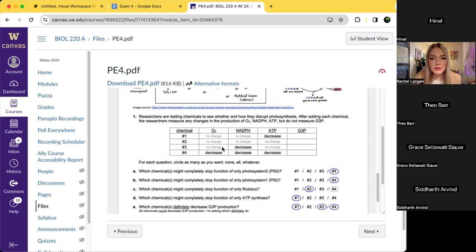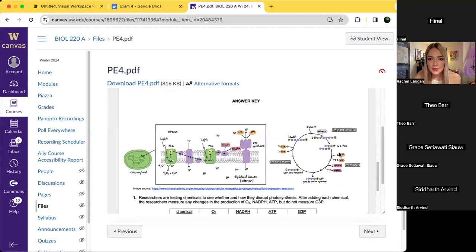If chemical one, I mean, it doesn't do anything. Does it cause any change? So I guess that one's fine. If you decrease NADPH, you need that for G3P production. And if you decrease all of them, you need ATP and NADPH for the Calvin cycle to make G3P.